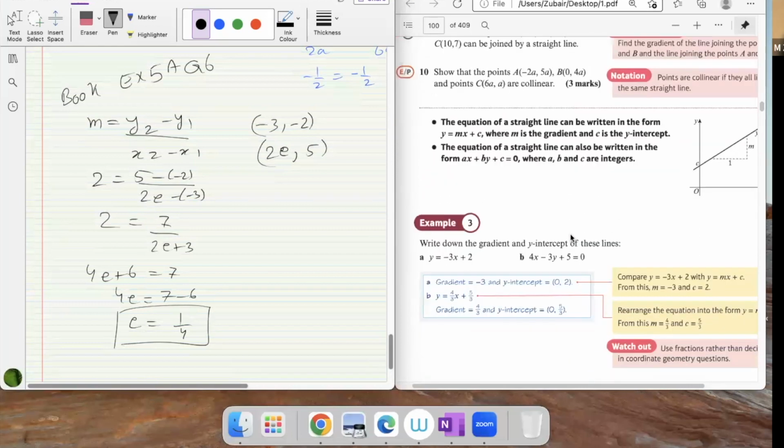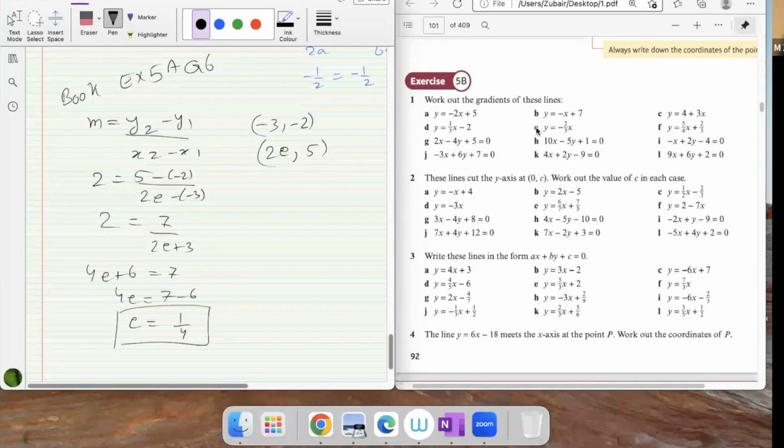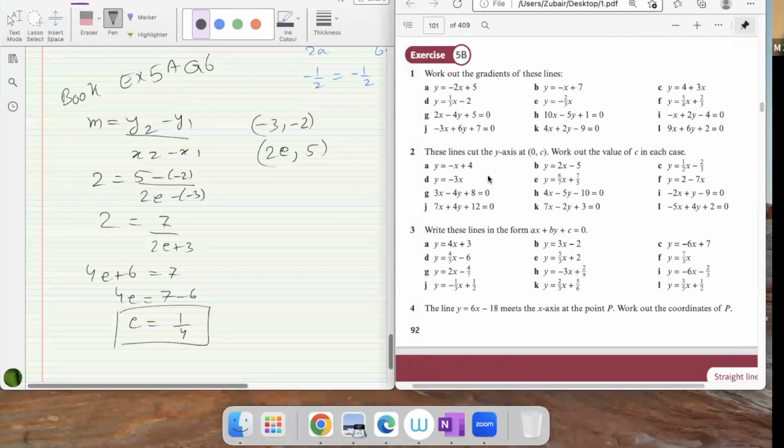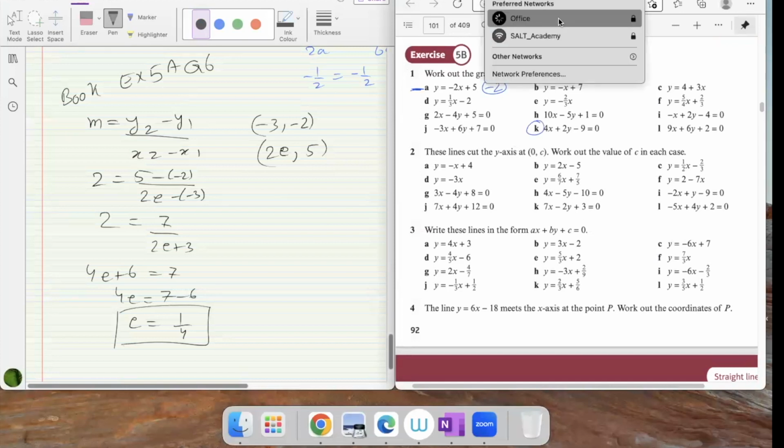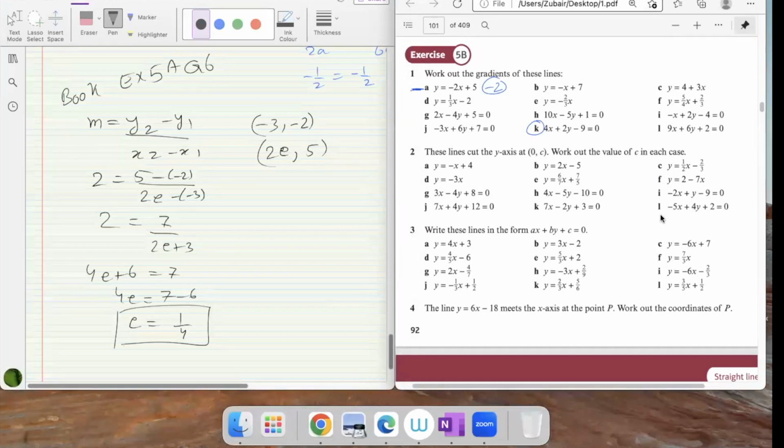I mean, when we work out the gradients of these lines, can someone tell me the gradient of this 1k part? Minus 2. Gradient is -2. That's right.